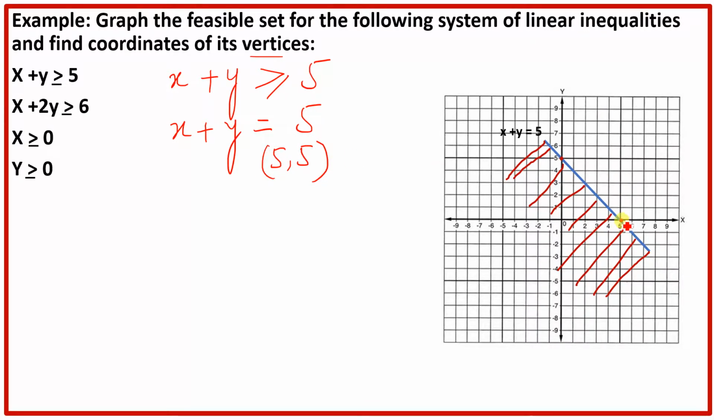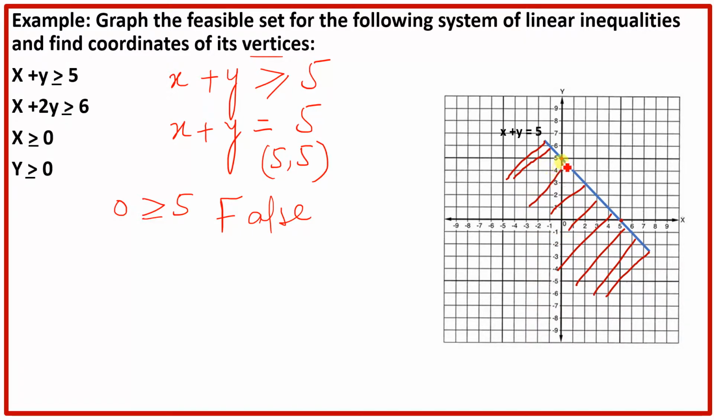See here, this is 5 on the x-axis, this is 5 on the y-axis. Then join this line. Then we have to apply the test. So put 0 and 0 here. 0 is greater than or equal to 5, which is false. If it is false, it means that our solution set does not belong to this origin side. So this is not the solution set.